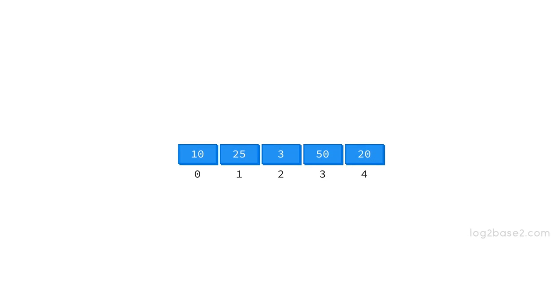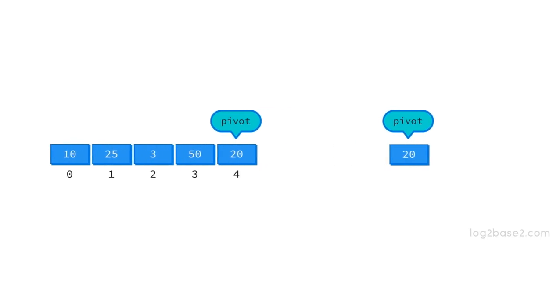So the first step is to pick the pivot element from this array. There are many ways in which we can choose the pivot element. It could be the first element of the array or the last element of the array or the middle element of the array, or we can also pick any element randomly. Here we are going to pick the last element as the pivot element. So our pivot element here is 20. So first task is done. We chose the pivot element, it is 20.